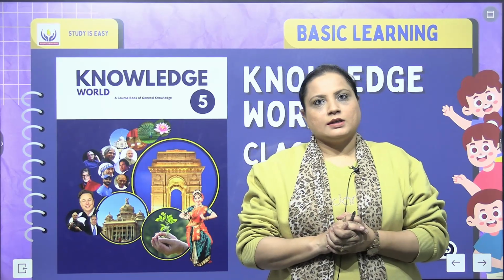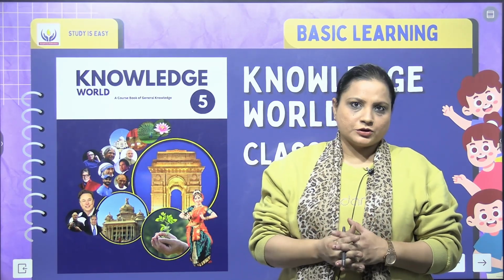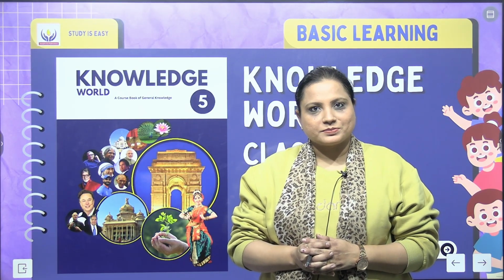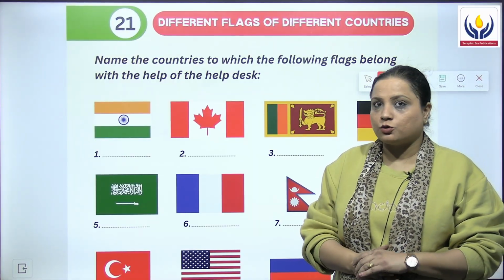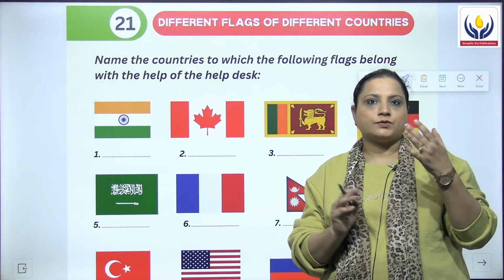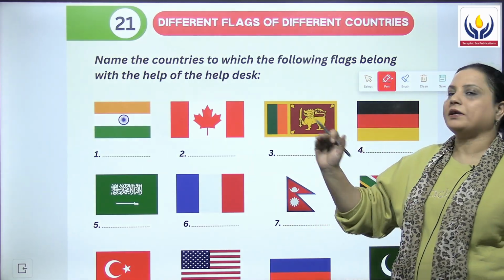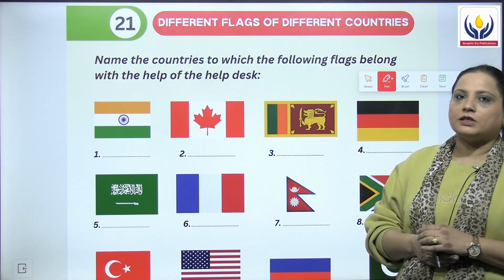Hello everyone, let's begin with a book that is Knowledge World, a course book of general knowledge for class 5 by Seraphic Era Publications. Let's begin with a new chapter today. This chapter is related to the various kinds of flags which we see of various countries. In this chapter you have to identify the flags and then write the answers for the same. So let's begin with the chapter.